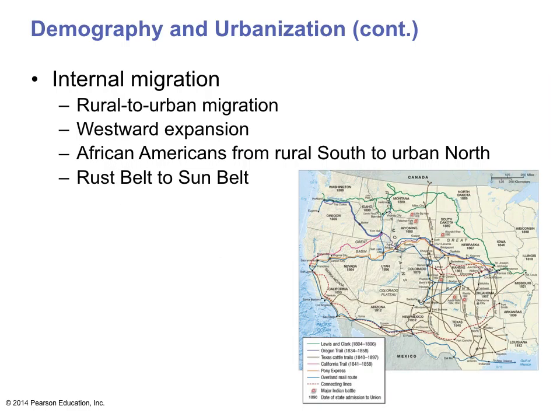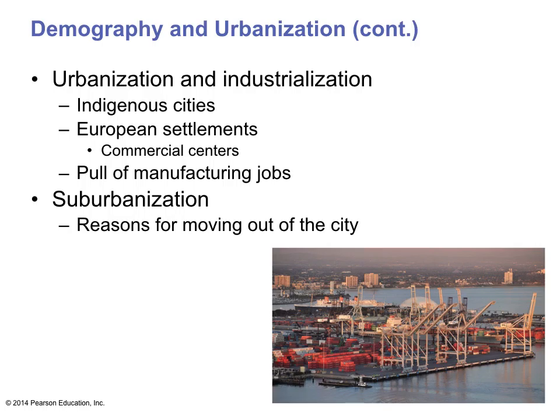Also the migration patterns here in the United States, moving from rural to urban, westward expansion, African Americans moving out of the South into the North, and then of course people moving from the Rust Belt to the Sun Belt. We're seeing a lot of industrialization and urbanization in the United States and in Canada. The cities are becoming more and more diverse. European settlements are changing, and there's kind of a pull of manufacturing jobs. And the United States is moving into more suburban life.